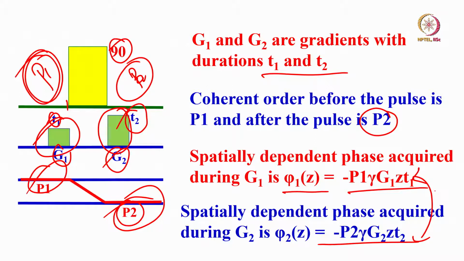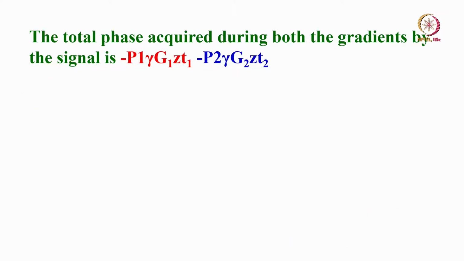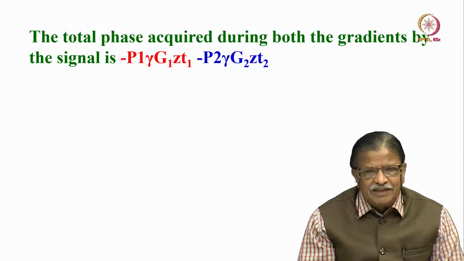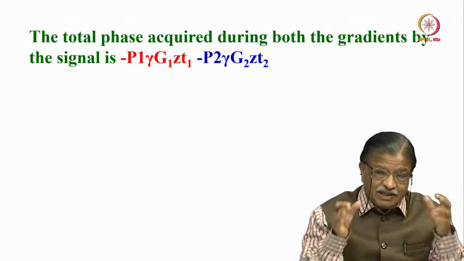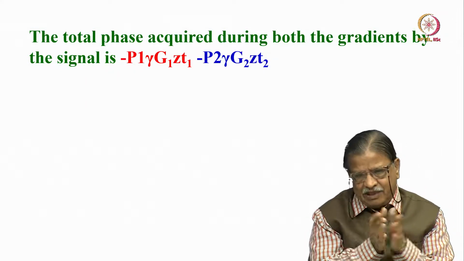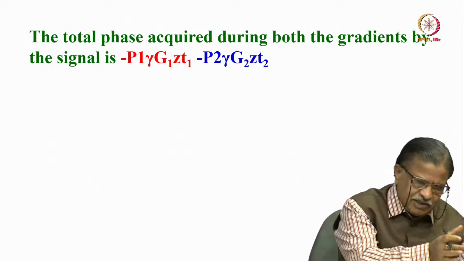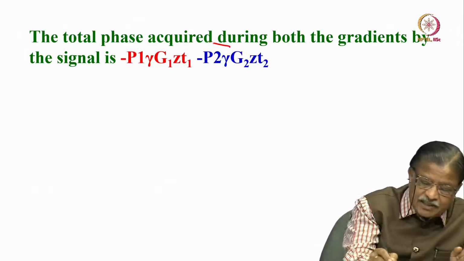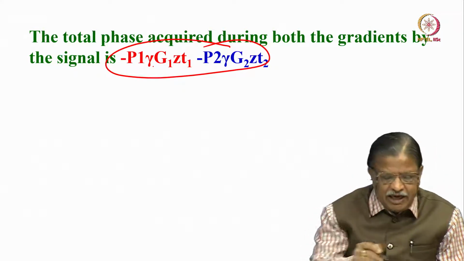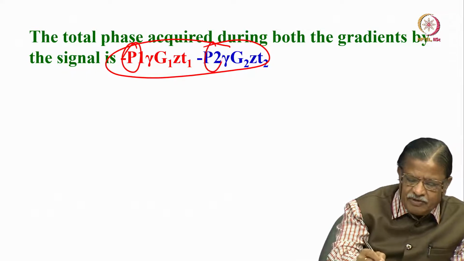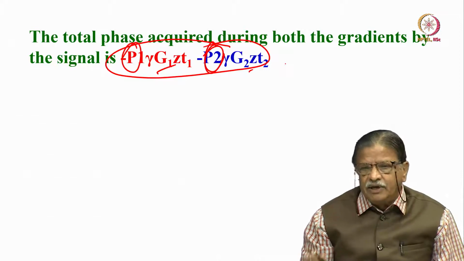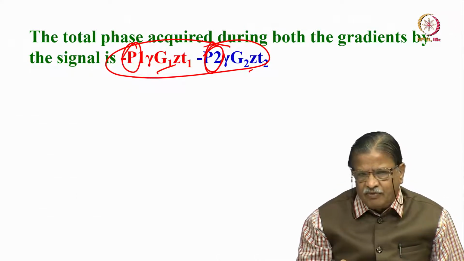Now, I know what the phase is due to G1 and due to G2. But what is the total phase acquired during both the gradients by the signal? When both the gradients are applied, the signal will experience phase first because of G1 and secondly because of G2. Both the phases are there, and the total phase is the sum: the phase acquired by P1 due to G1 and the phase acquired by P2 due to G2, for the durations T1 and T2 respectively. This is the total phase acquired.